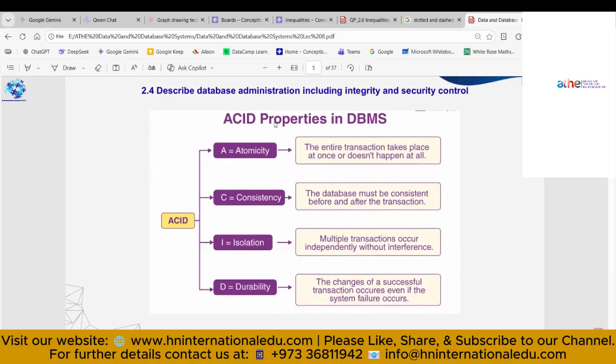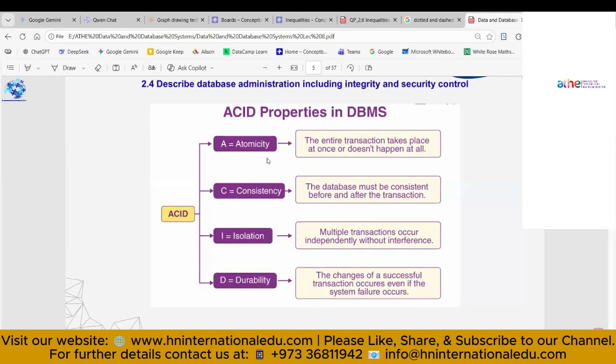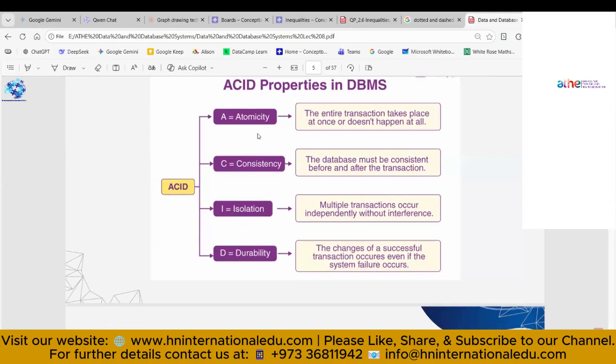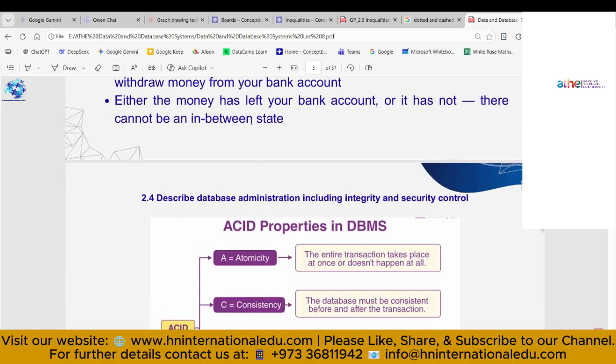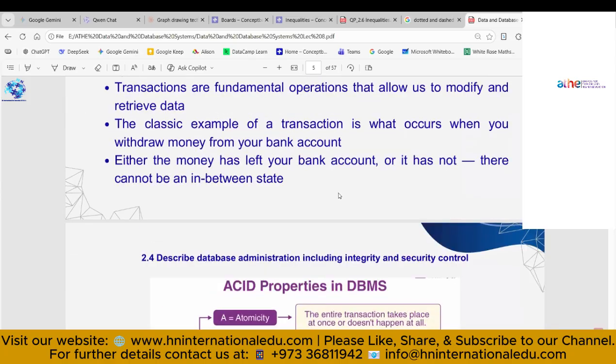Next are the ACID properties in DBMS. These are related to the transaction. So what are ACID properties? ACID stands for A for atomicity, C for consistency, I for isolation, and D for durability. Atomicity means that the entire transaction takes place at once or doesn't happen at all. There is no in-between state. You can take the example of money withdrawal from your bank account.